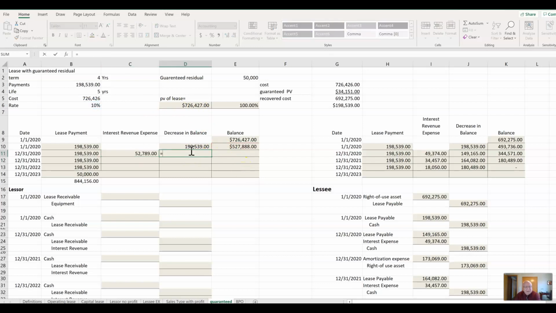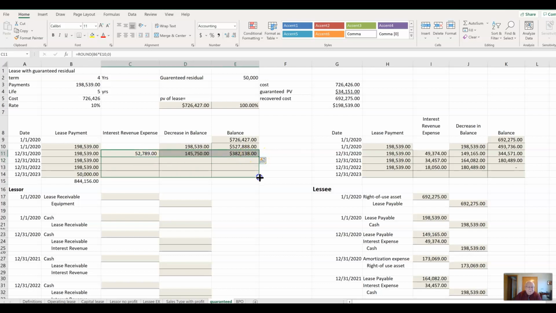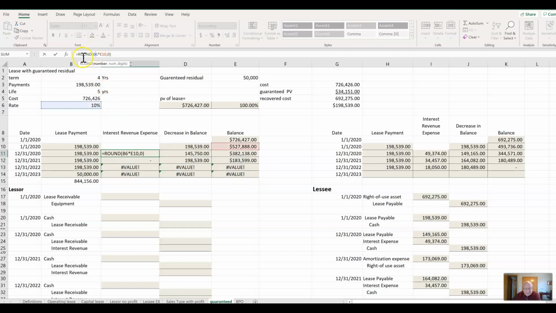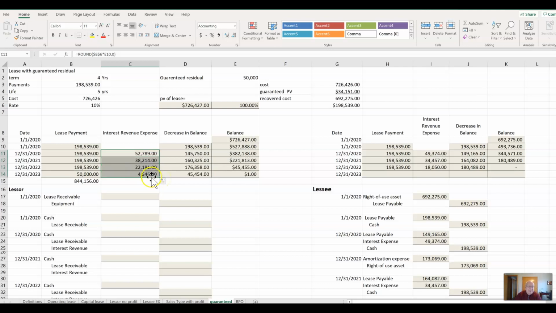Okay, and then this is the 198,539 minus the 52,789, and then we subtract those off. And if we did this right, we can just copy them down. And I forgot again to do my normal thing of absolute valuing that first one. Okay. And that's off by $1. Okay. And again, to get rid of the decimal point, the dollar signs, we don't really need those in there.